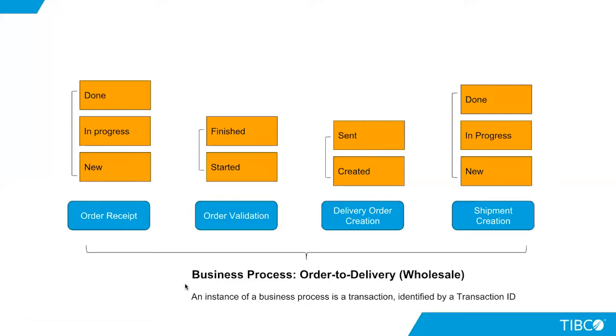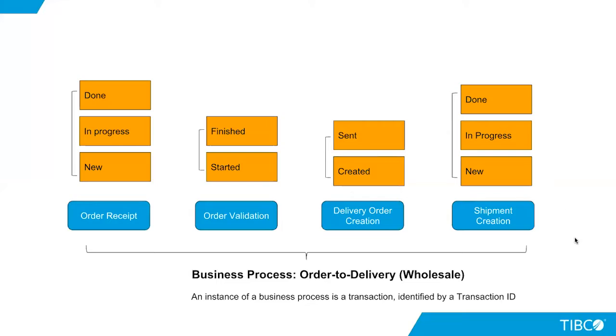A particular instance of a business process is called a transaction, identified by a transaction ID. A transaction ID is the glue that ties all the audit events and the event statuses together.